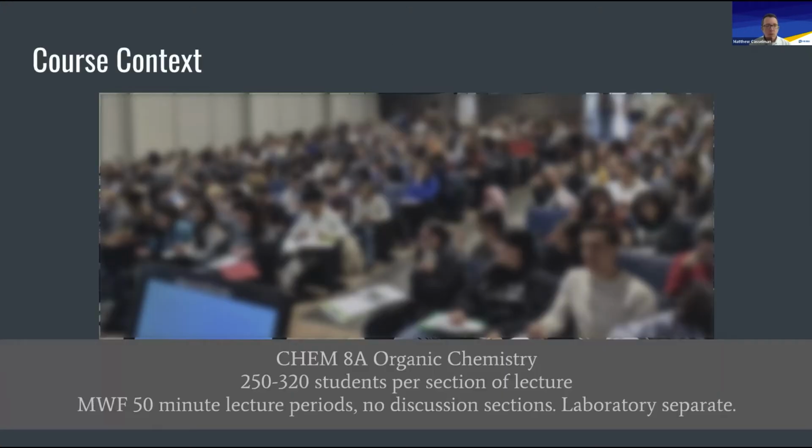So here is the context for what I teach. I teach Chem 8A and 8B. These are really large lecture courses. I have 250 to 320 students per section of lecture. This is what I usually look at when we're in person, but that's not what I get to see right now. Monday, Wednesday, Friday, 50-minute lecture periods. I don't have discussion sections, and the lab course is separate.